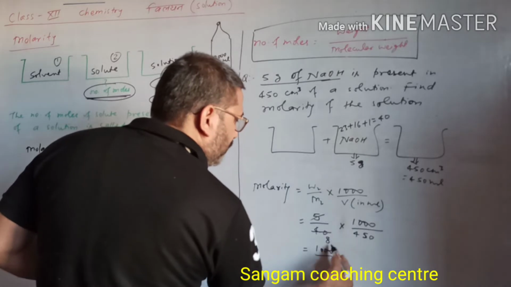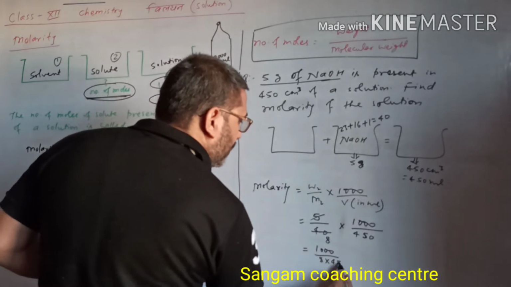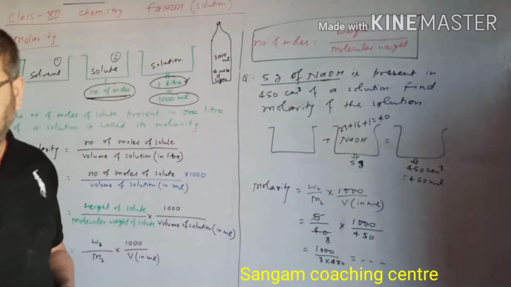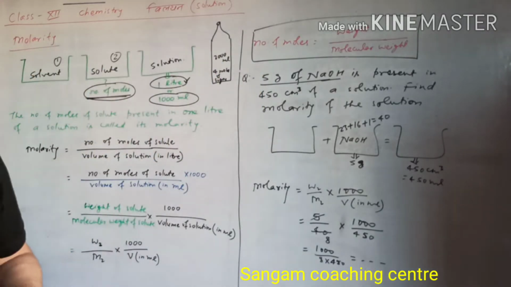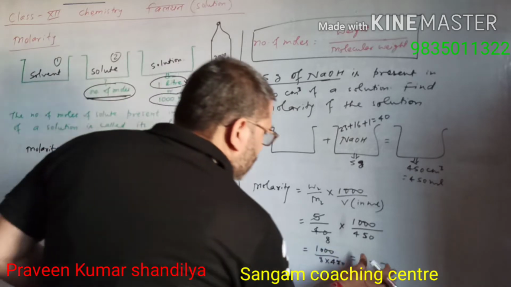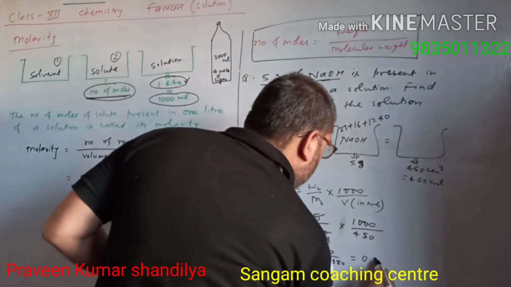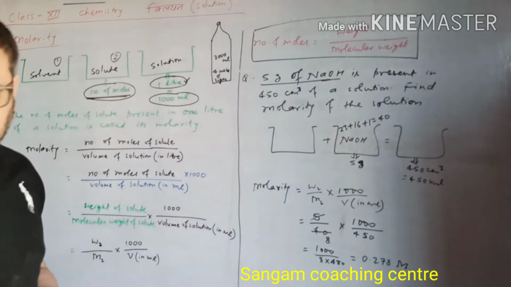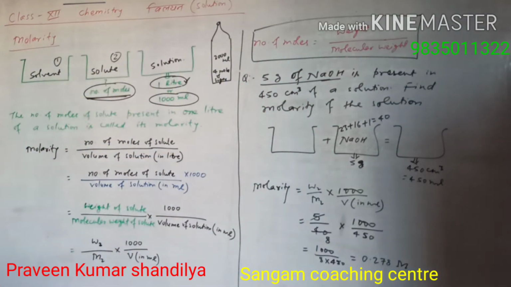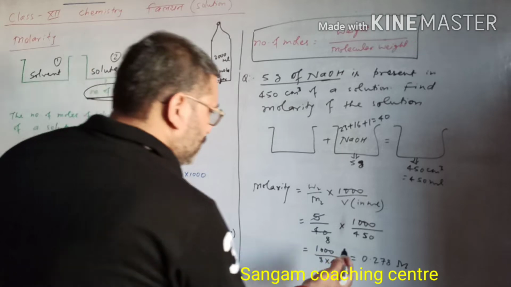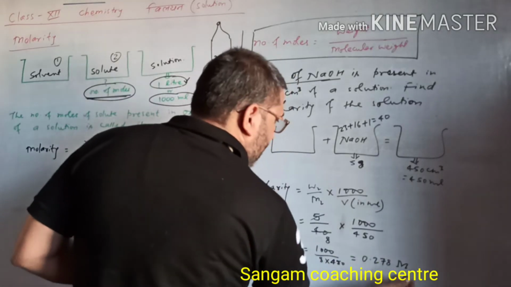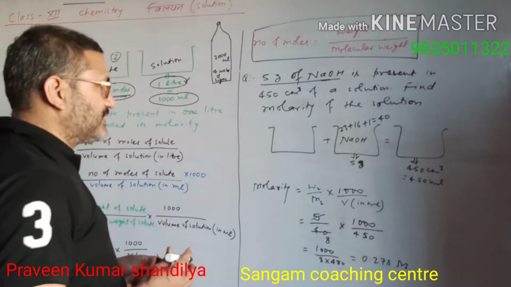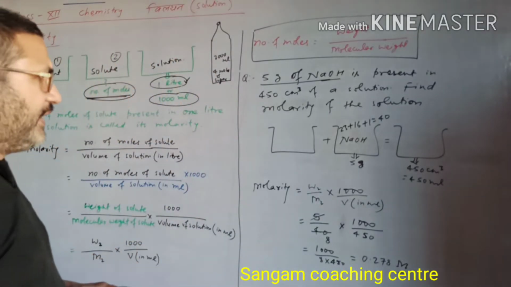5 by 40, that is 1 by 8, into 1000 by 450. The answer will be calculated. The answer will be 0.278 M. Yes, it is our answer, 0.278, and this answer is noted in M. Yes, we can calculate very easily.